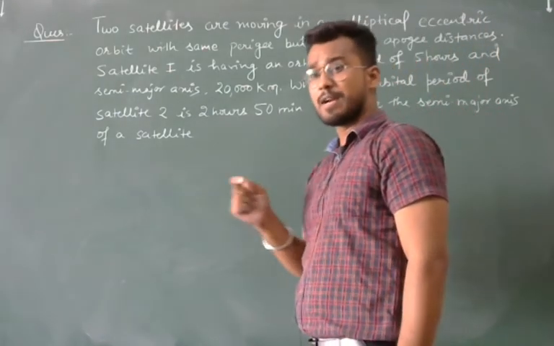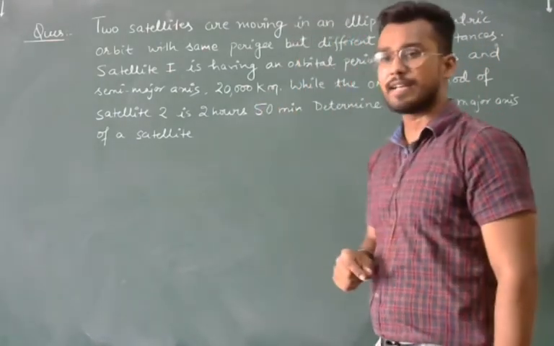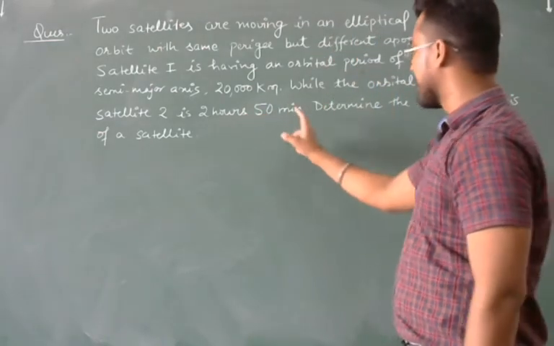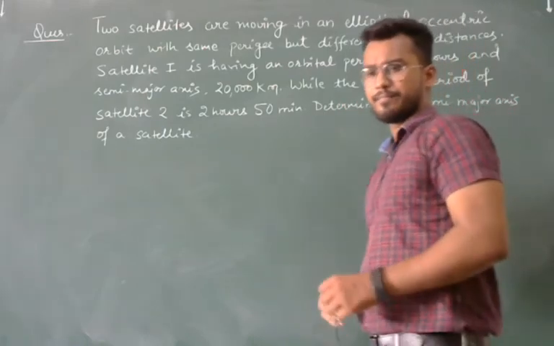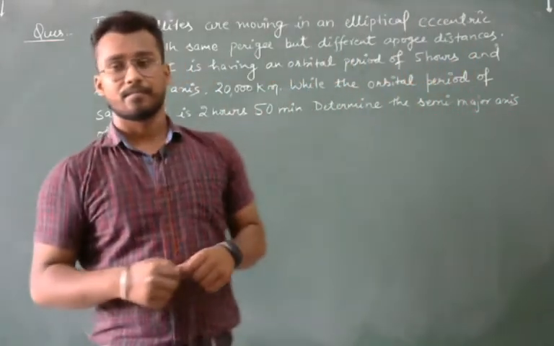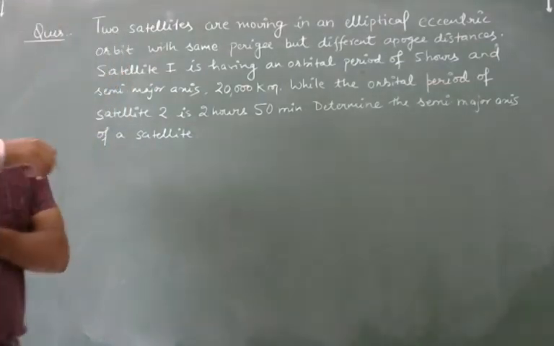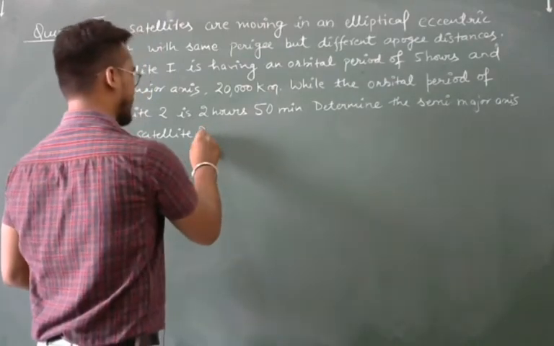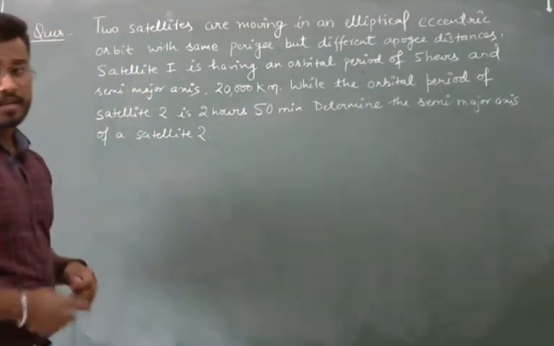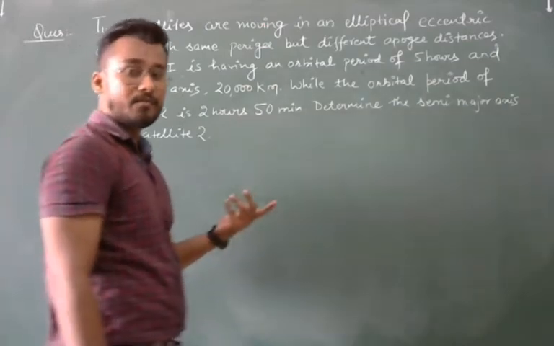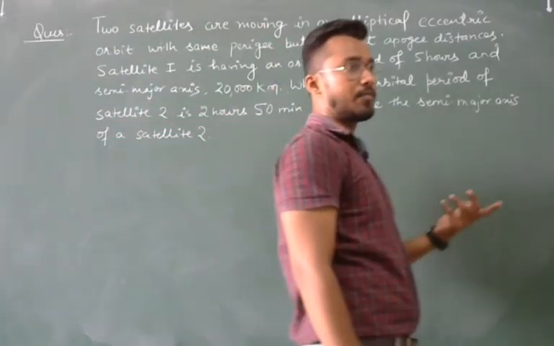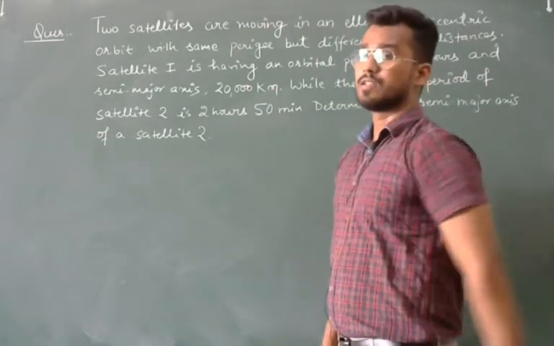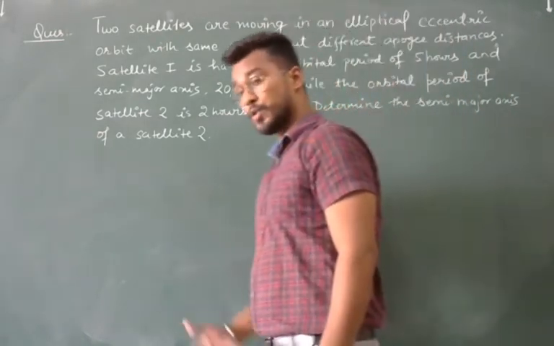And what is that value? That means A1. A1 is given as 20,000 kilometer. While the orbital period of second satellite is this, so what we have to determine? We have to determine the semi-major axis of satellite 2. Just write it down, 2. क्योंकि semi-major axis अगर 1 का given है, तो by default what we have to find out? We have to find out the semi-major axis, that is the value of A2.